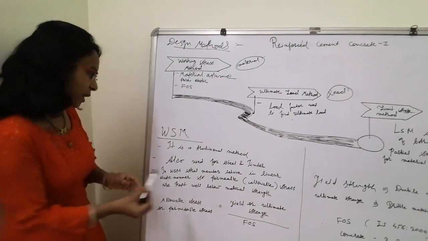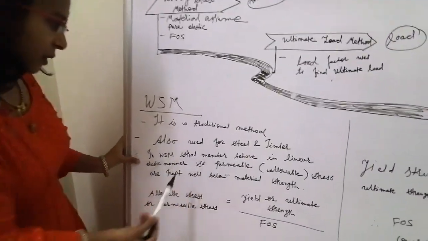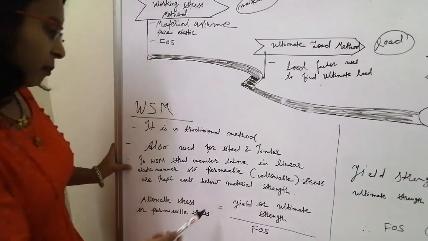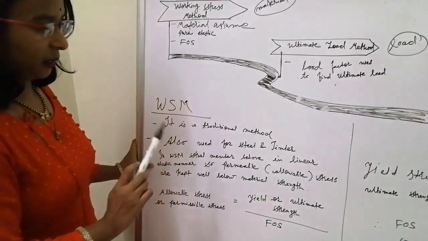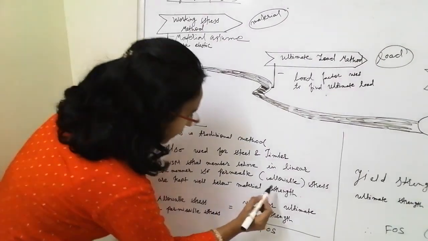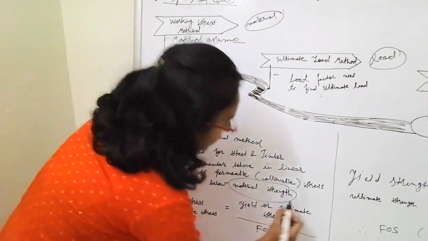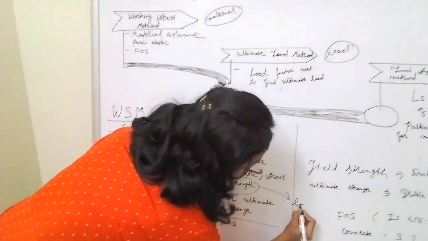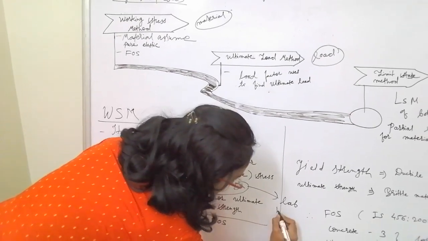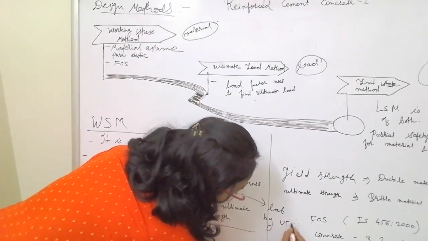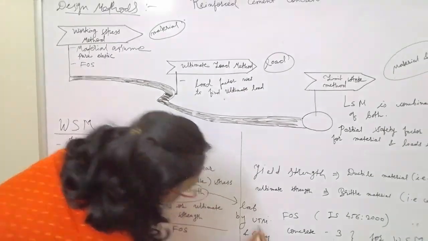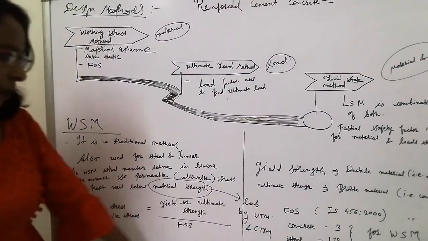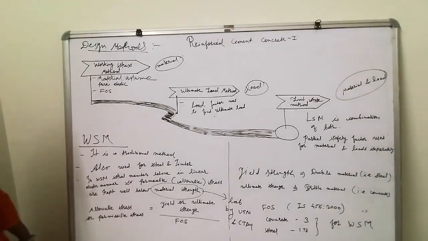In WSM, structural members behave in a linear elastic manner. So, permissible or allowable stresses are kept well below the material strength. And this material strength can be easily determined in the laboratory by using the machines UTM and CTM, that is universal testing machine and compression testing machine.